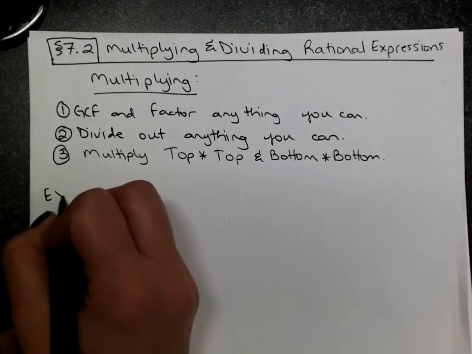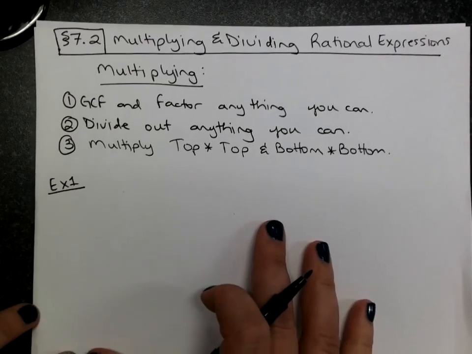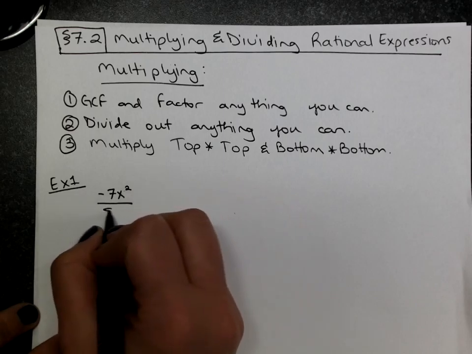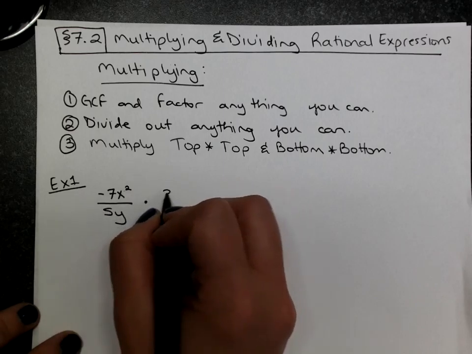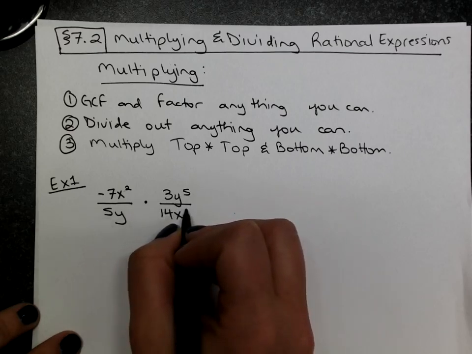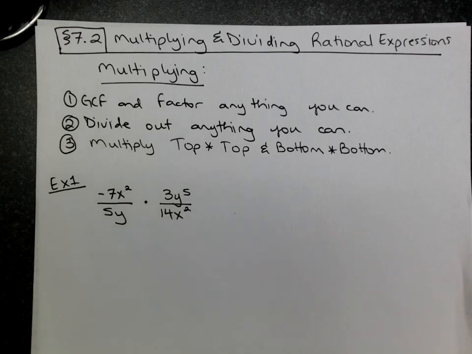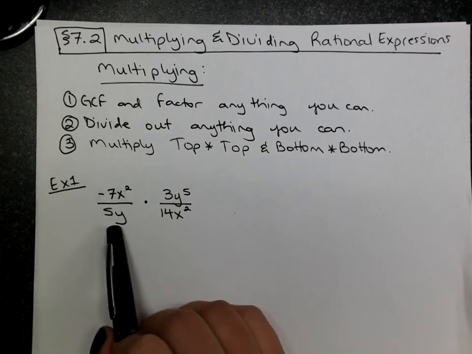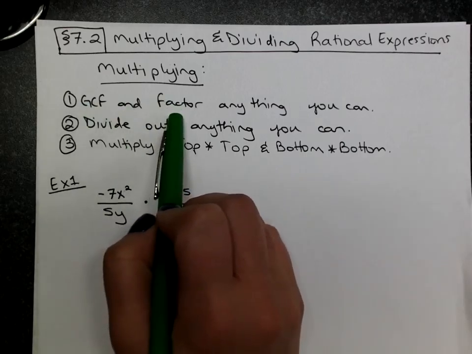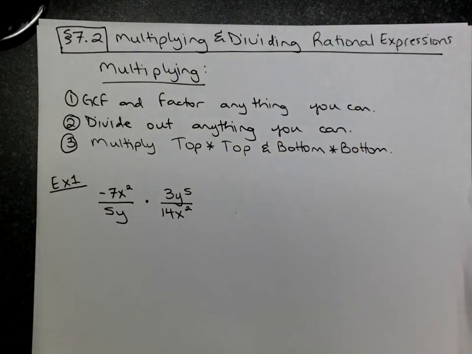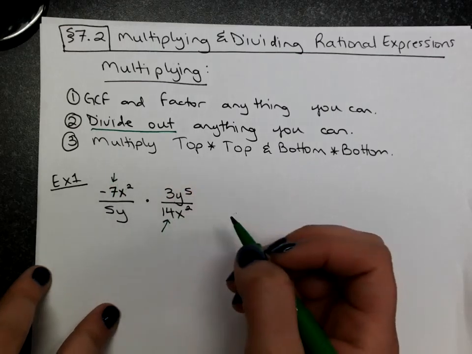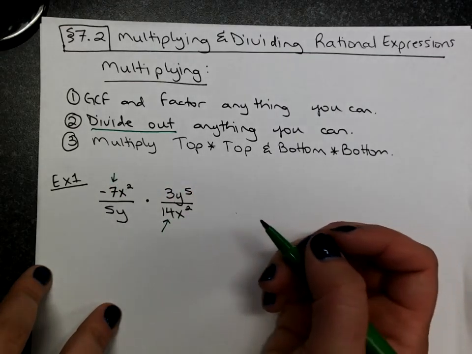So example 1, if we have negative 7x squared over 5y times 3y to the 5th over 14x squared. So there's single terms, top and bottom. So there's nothing to GCF and there's nothing to factor because there's just single terms. But we can divide out some things. We have a 7 and a 14, and they both divide by 7, and that can reduce.